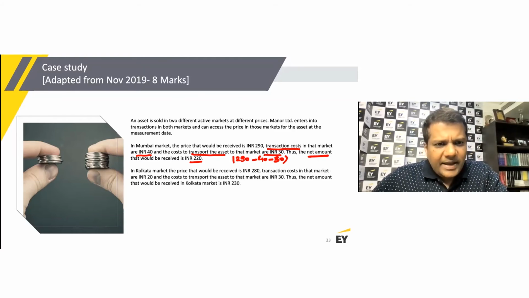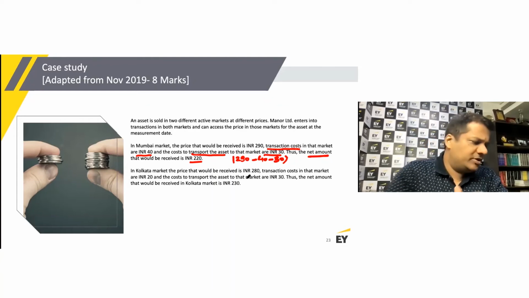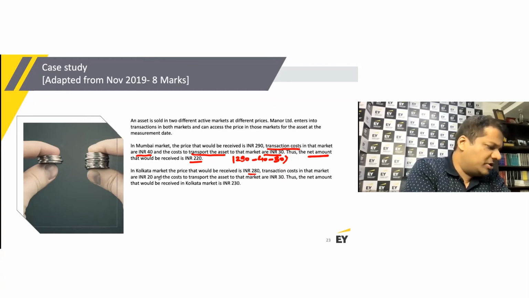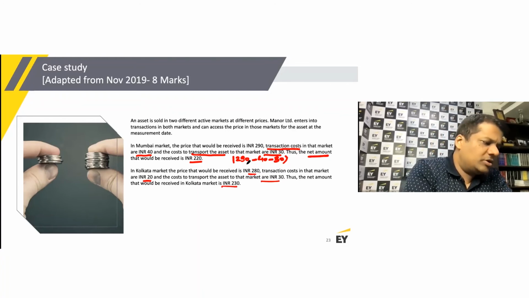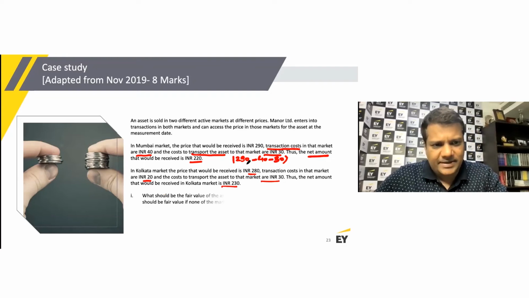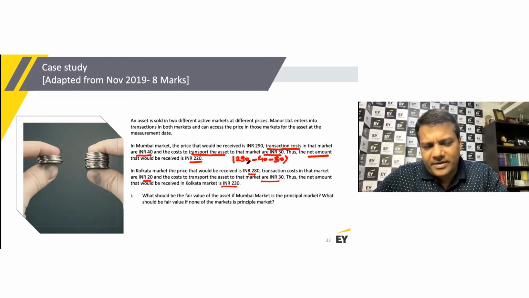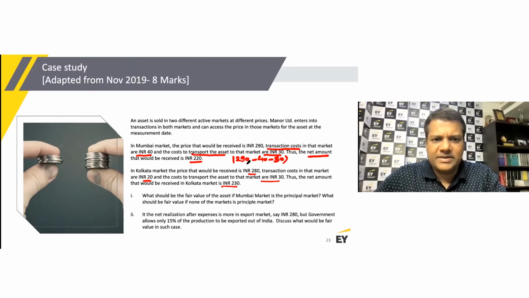Okay? In Kolkata, the price that would be received to sell is 280. Transaction cost is 20 and the transport cost is 30. Thus, the net amount that would be received is 230, right? Which is 280 minus 20 minus 30. Question is, what should be the fair value of the asset if Mumbai is the principal market? What should be the fair value if none of the markets is a principal market? If the net realization after expenses is more in the export market, say INR 280, but government allows only 15% of the production to be exported out of India, discuss what would be the fair value in such cases, right?